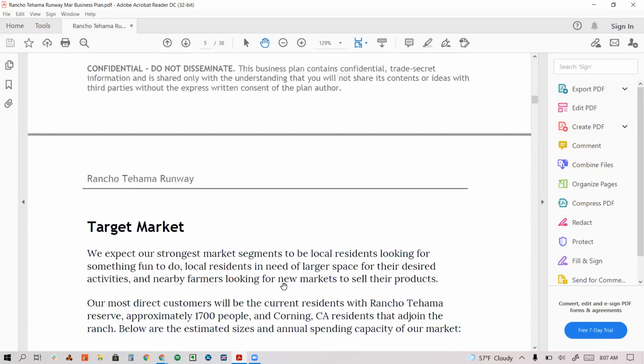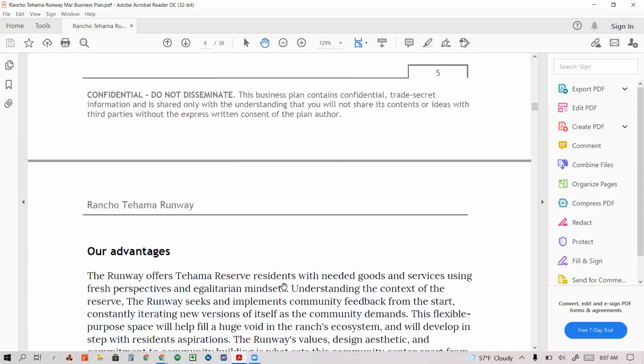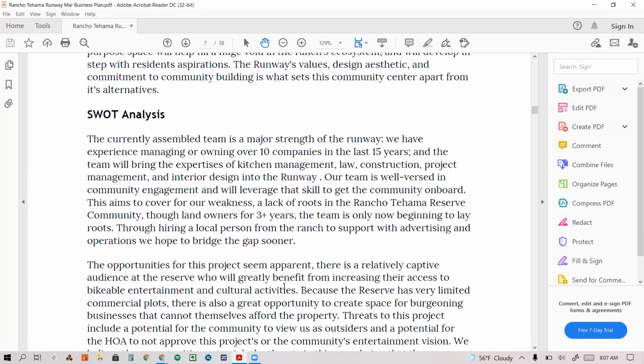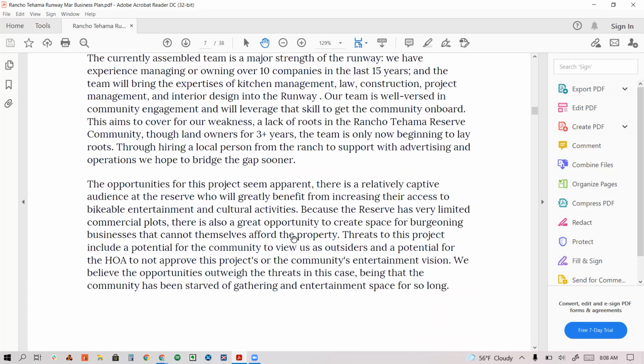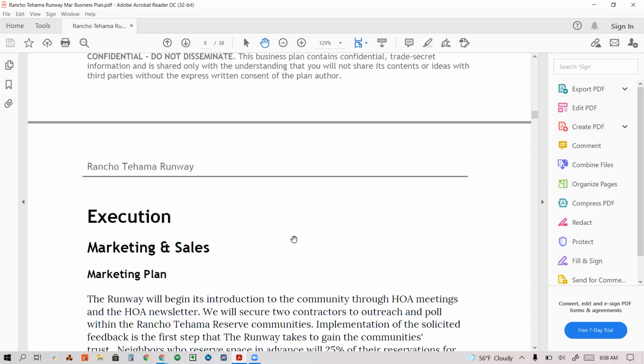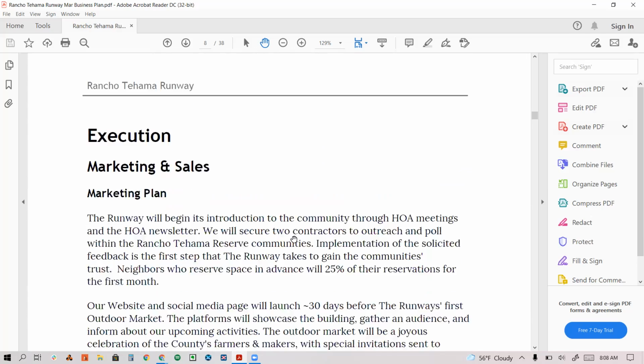Again, getting into the problem solution and target market, competition, a SWOT analysis, something you won't find in business model canvases, but it's very important nonetheless. This is an opportunity for the founders to assess the strengths, weaknesses, opportunities, and threats in relation to the business and the owners who are involved. So that's always a good exercise to do if you are doing a business model canvas.